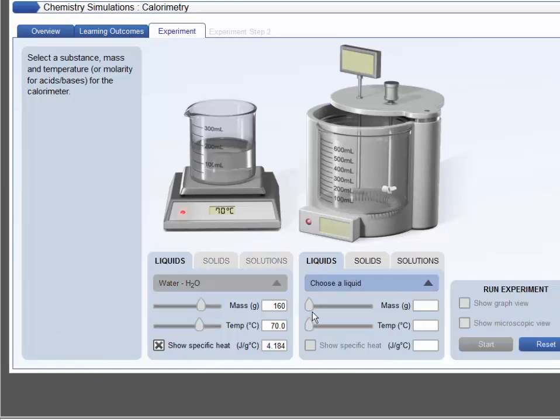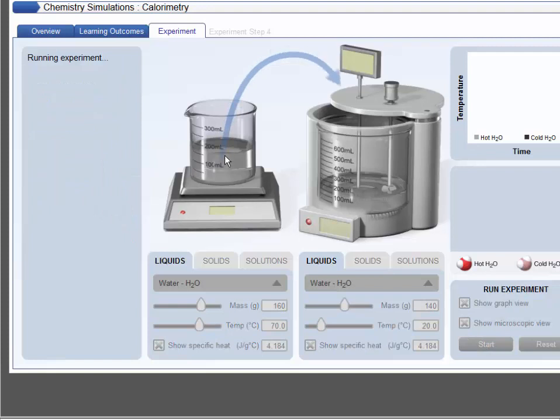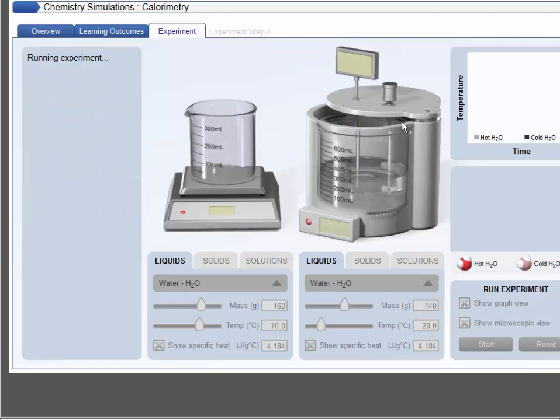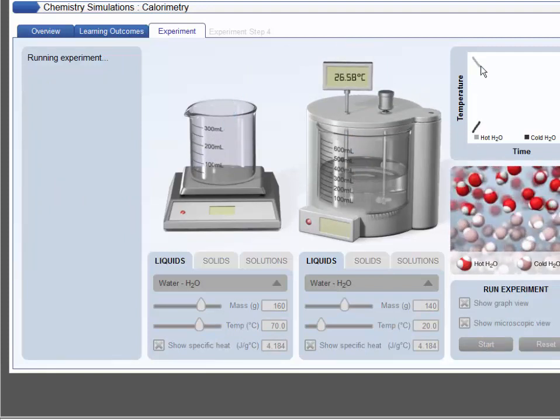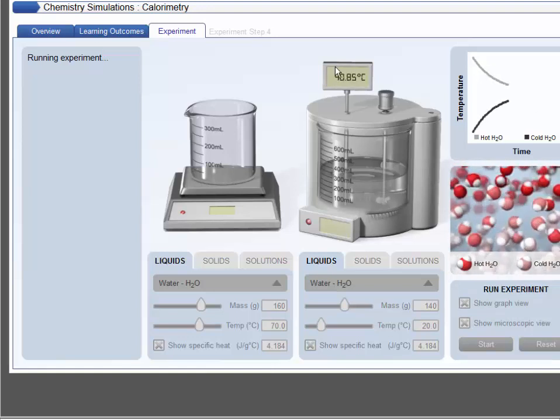Now you do have to click next, and you're going to choose water again. And I'm not going to do the correct masses because I want you to do this yourself. Same thing. Then you have to click next here, don't ask me why. Show the graph view, show the macroscopic view, and you're going to see the water being dumped in, and you're going to see the temperatures eventually equalize, and that's what you're going to write down.